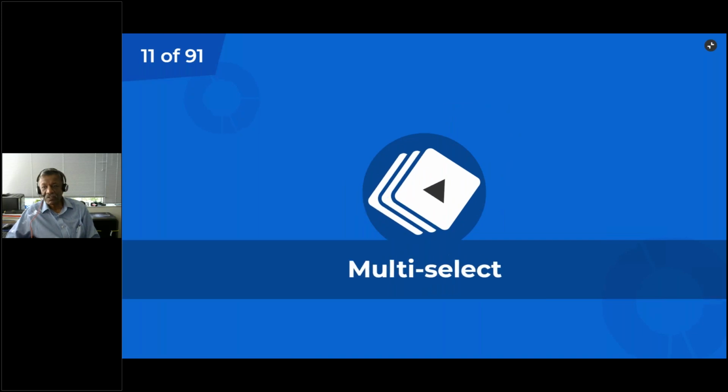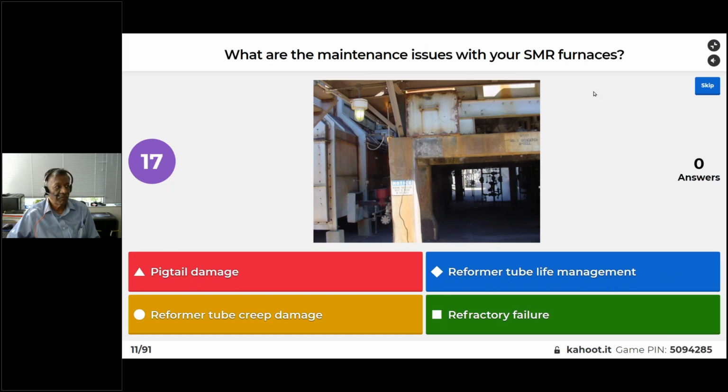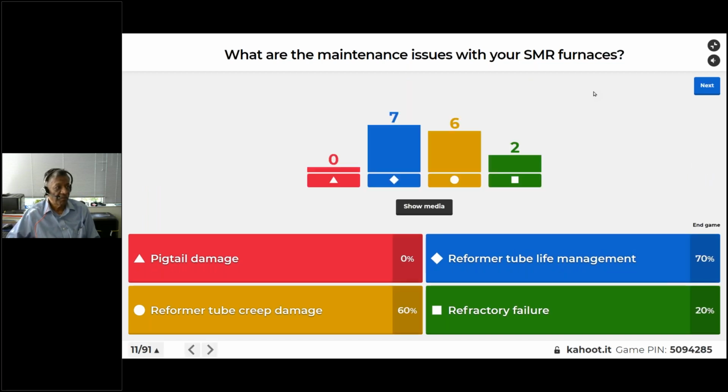Here is something more we want to talk about. What are the maintenance issues in your furnaces? Maybe you are replacing your tubes every 2-3 years or 5 years, or you are having refractory failures, pigtail damage. So most of the people are concerned about tube life. What I feel is tubes have become like a consumable. Like every 3 years, people just dutifully replace the tubes, without going into root cause analysis. That's typically what happens.